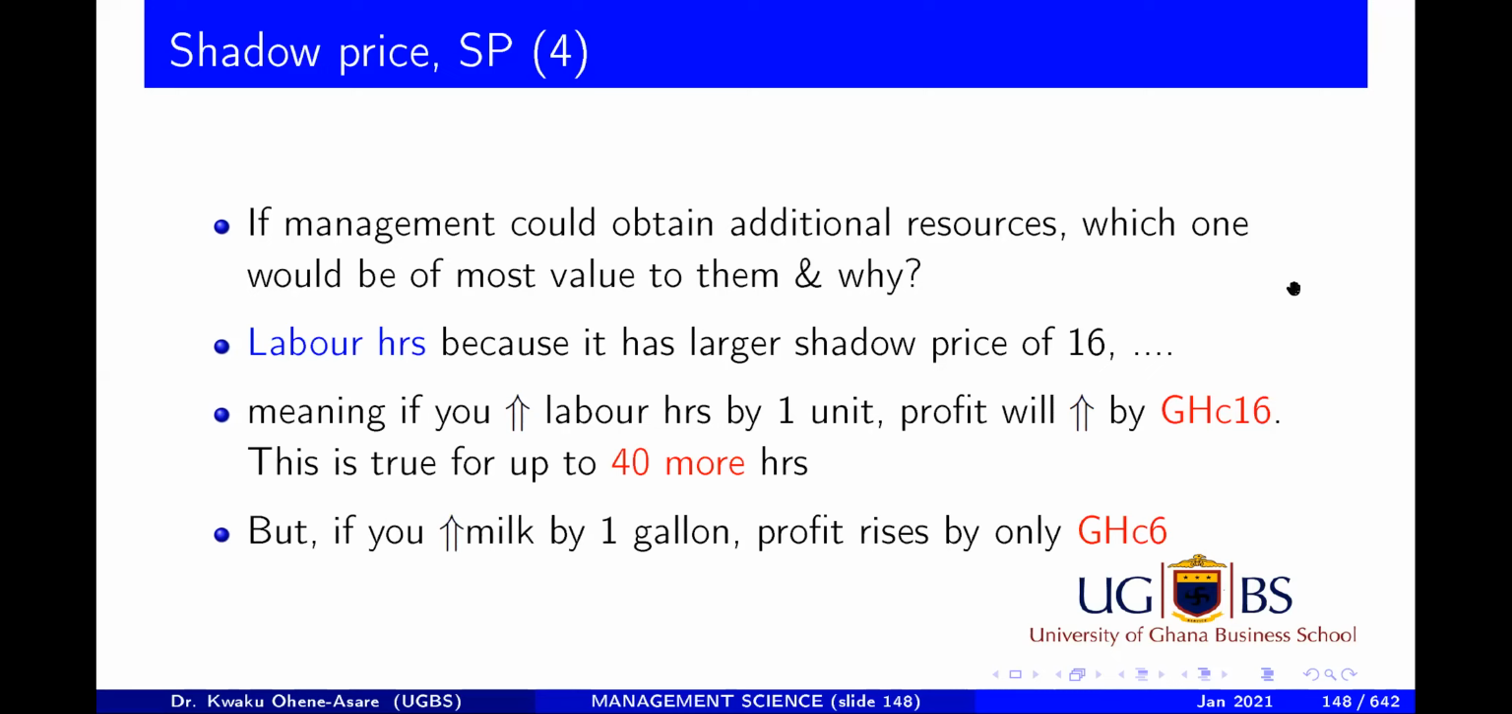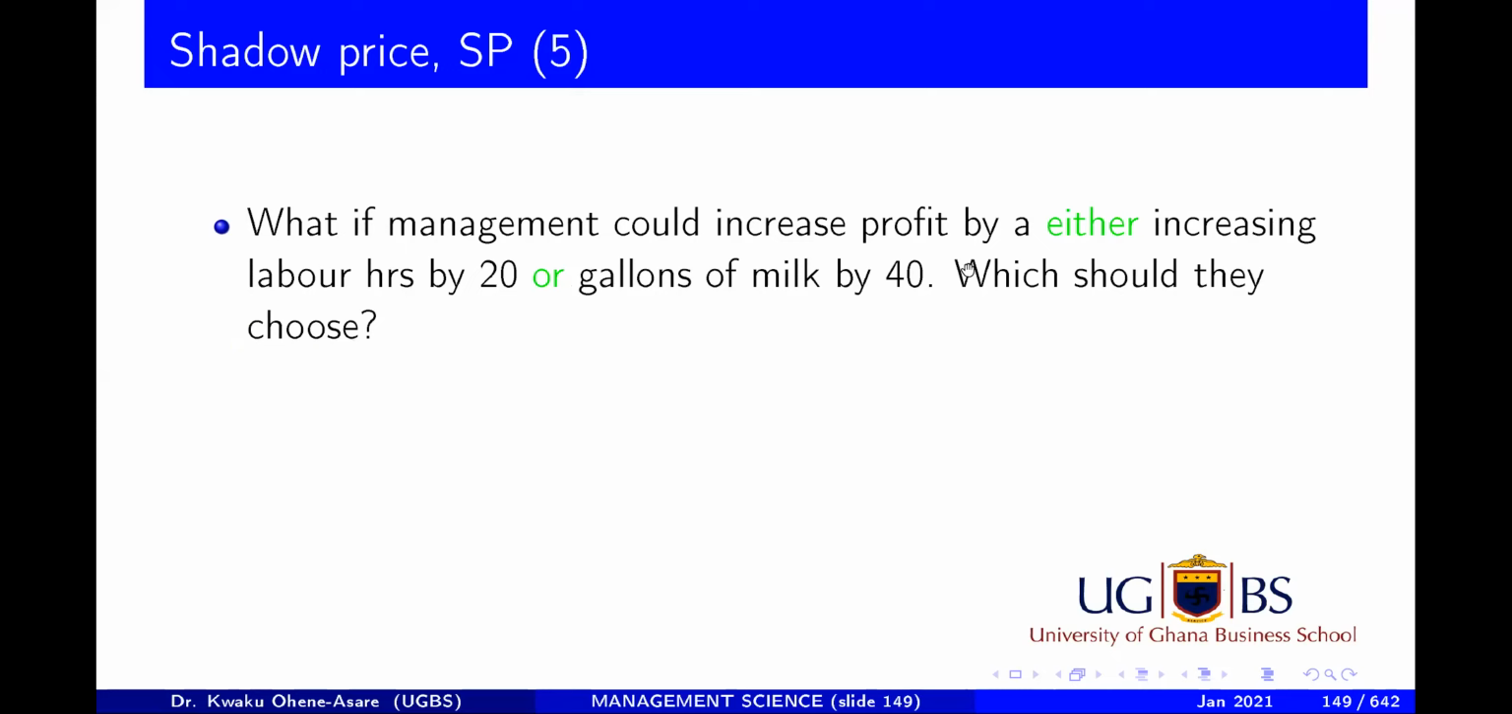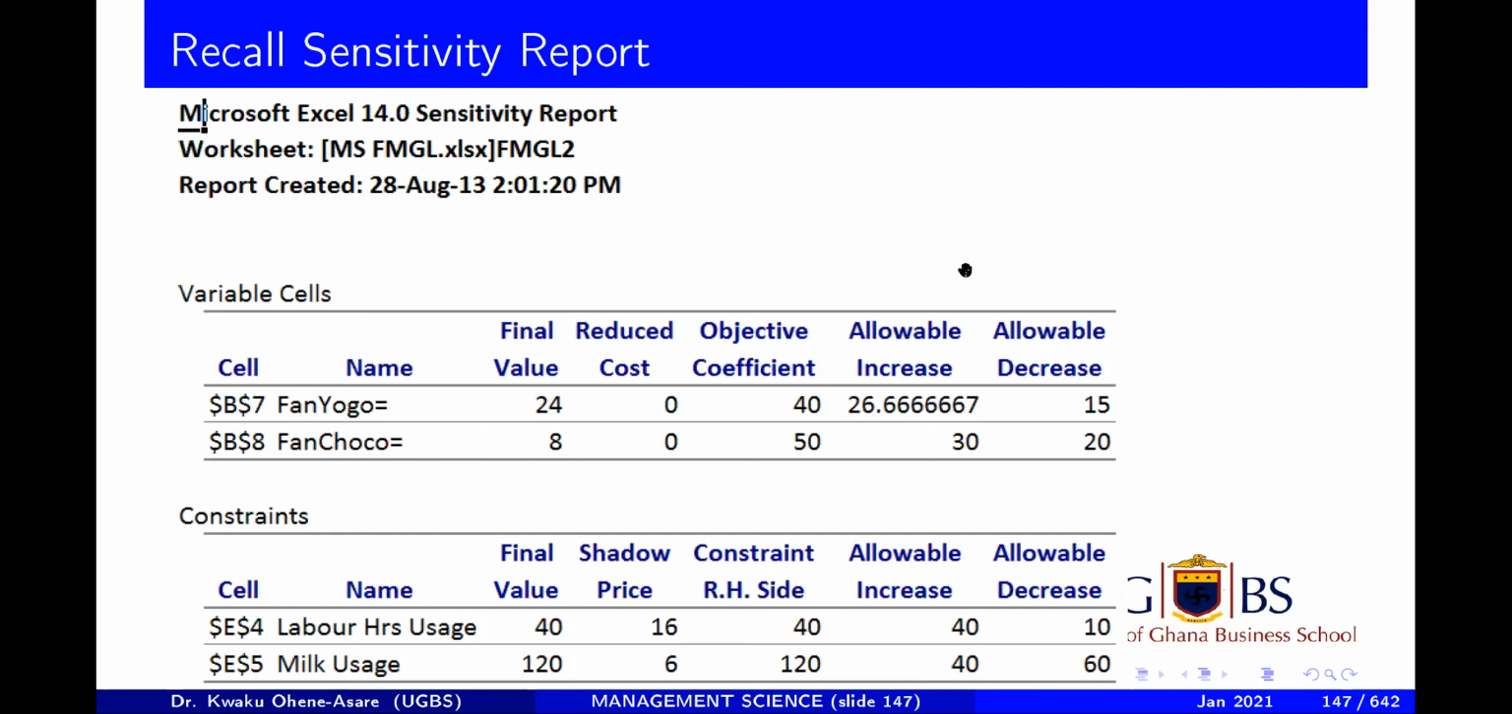Now let me trick you with another one. What if management could increase profit by either increasing labor by 20 hours? Now, listen carefully. You are increasing labor by 20 hours, but gallons of milk by 40. You are increasing labor hours by 20. You are increasing gallons of milk by 40. Which should they choose and why? Have this table in front of you. Which should they choose and why?